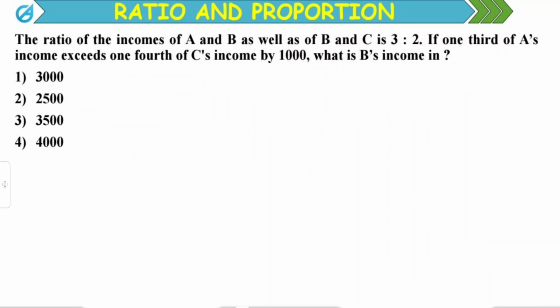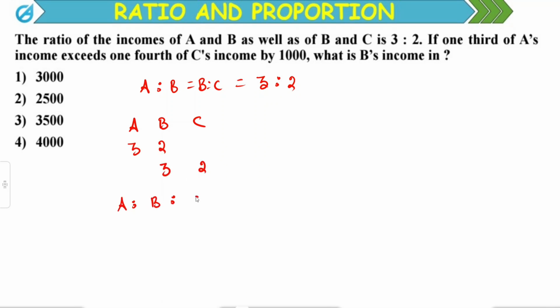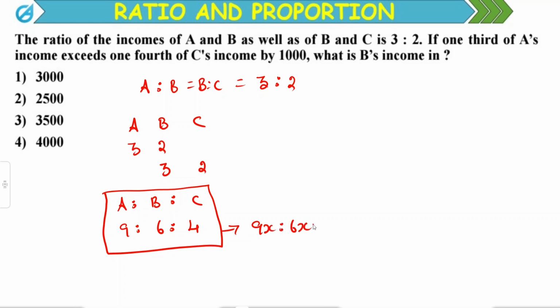Okay. Next, the ratio of incomes of A and B, as well as B and C, is 3:2. So how will we find the ABC ratio? AB is 3:2, BC is 3:2. From this, A is 9, B is 6, C is 4, so 9:6:4. This is the ratio of A, B, and C. If you want to take it in terms of ratio, you can take it as 9x is to 6x is to 4x.